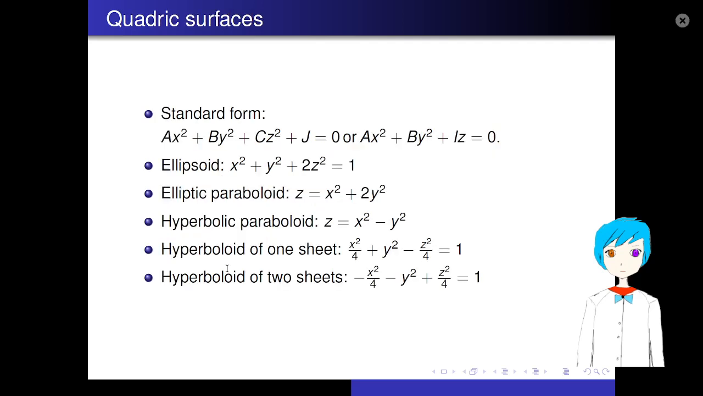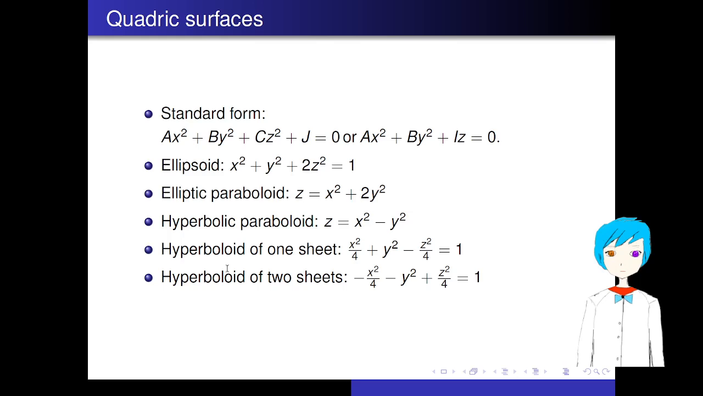We have many types of quadratic surfaces, but they can all be written in two standard forms: ax squared plus by squared plus cz squared plus j equals 0, where a, b, c are non-zero, or ax squared plus by squared plus iz equals 0.